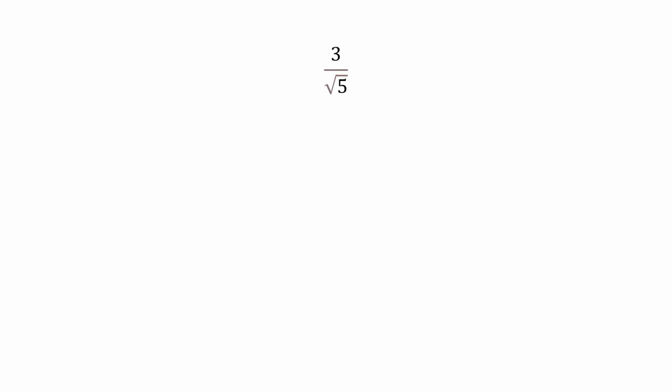So we have 3 over the square root of 5. There's nothing to divide here to simplify it, so all I can do is eliminate the radical in the denominator. To do that, I'm going to multiply it by itself. Whatever I do to the bottom, I have to do to the top. Now 3 square root of 5 cannot simplify any further, so that's going to stay. Square root of 5 times the square root of 5 is 5. So what I have for my answer is 3 square root of 5 over 5.